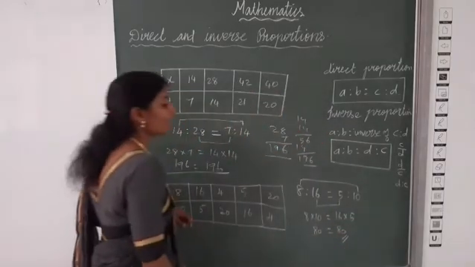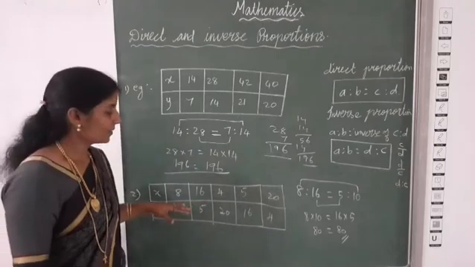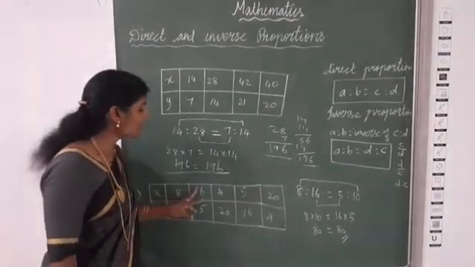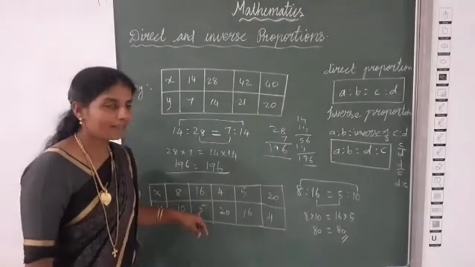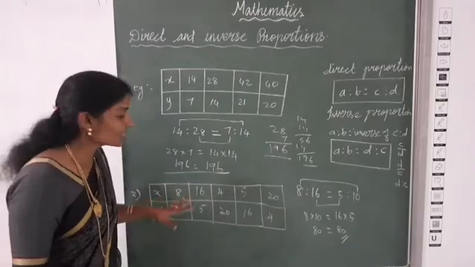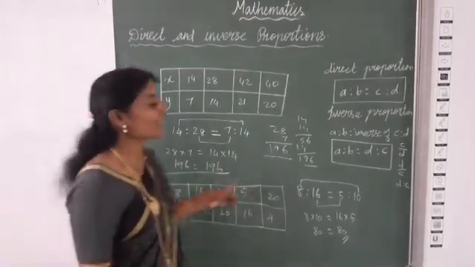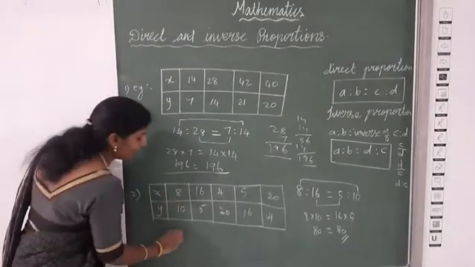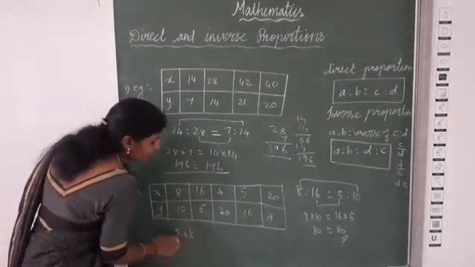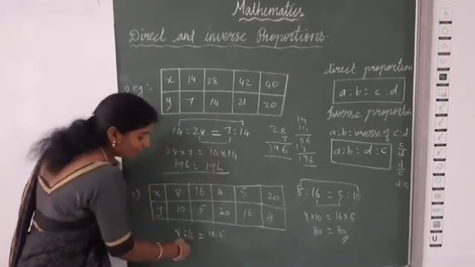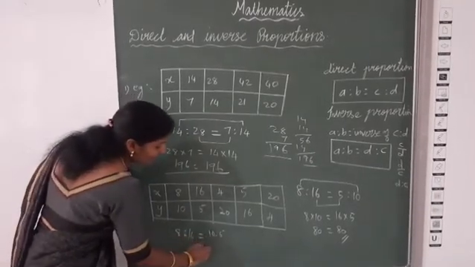So this is an inverse proportion. Now check direct proportion. 8 into 5 is 40, but 16 into 10 is 160. That is not equal. So this is not a direct proportion. But this is an inverse proportion. Direct proportion means we can multiply 8 into 5, otherwise 8 is to 16 is equal to 10 is to 5.